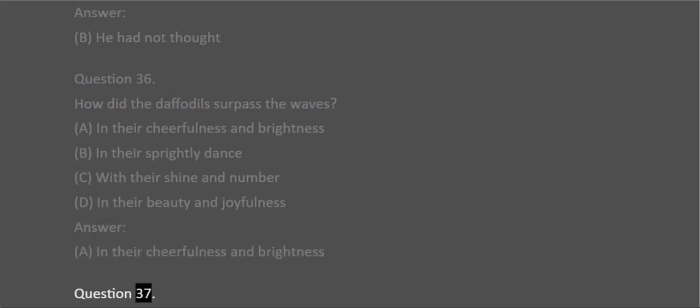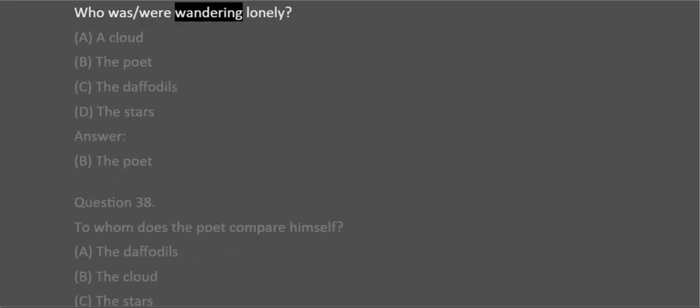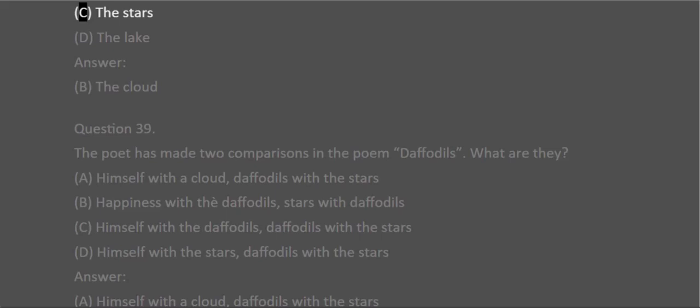Question 37. Who was wandering lonely? A. A cloud. B. The poet. C. The daffodils. D. The stars. Answer. B. The poet. Question 38. To whom does the poet compare himself? A. The daffodils. B. The cloud. C. The stars. D. The lake. Answer. B. The cloud.